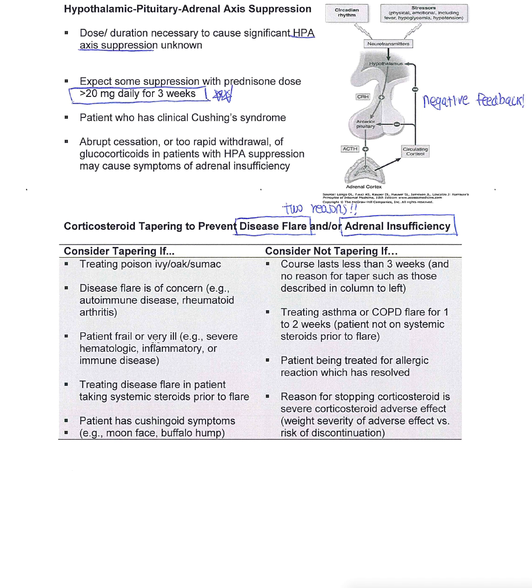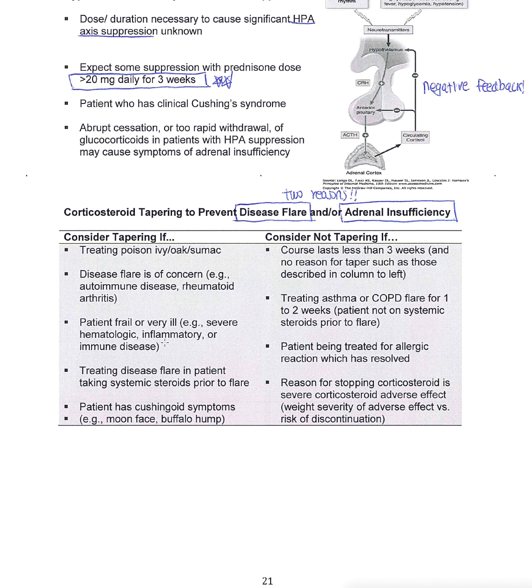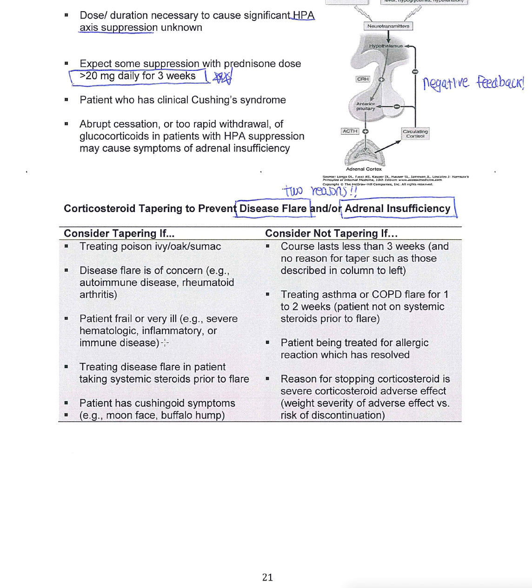Any frail, very ill patient, we are going to consider tapering. When a patient has a history of flare or any withdrawal symptom in the past, and a patient who has Cushingoid symptoms, having too much adrenal cortisol, we will taper.